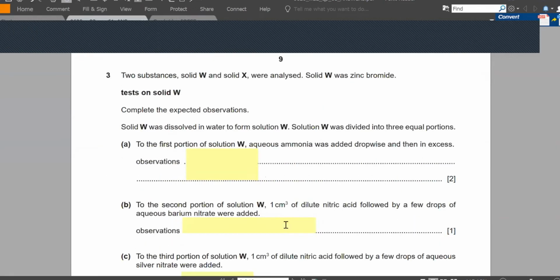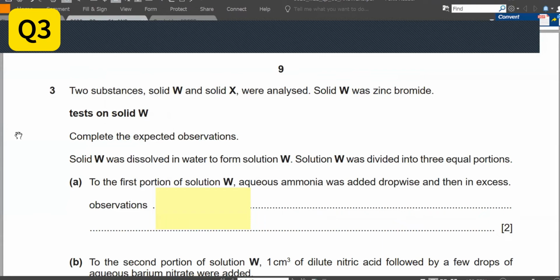Next, question 3. Normally, we will have identification of cations and anions. Here we are given two solids, W and X. We start with W. For W, we are given the identity, so we should know the test results for this situation.